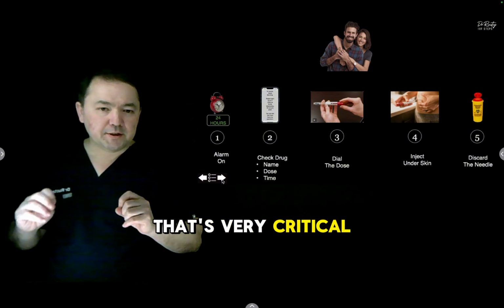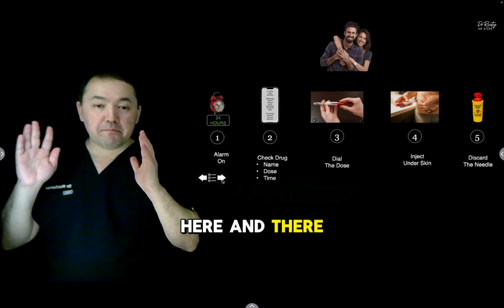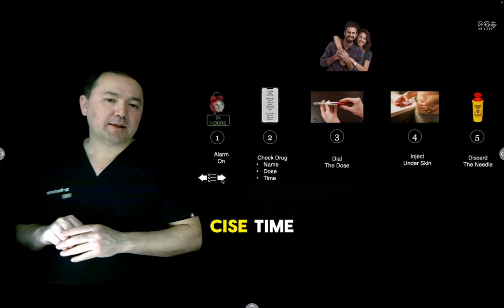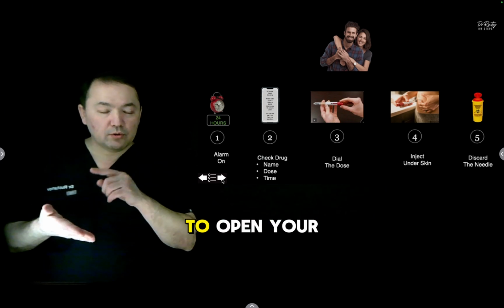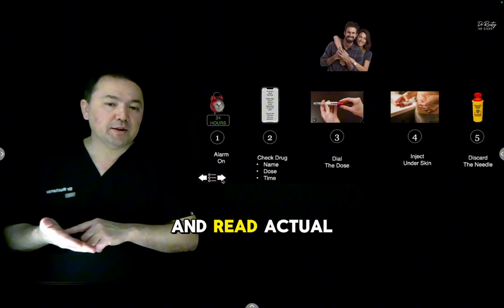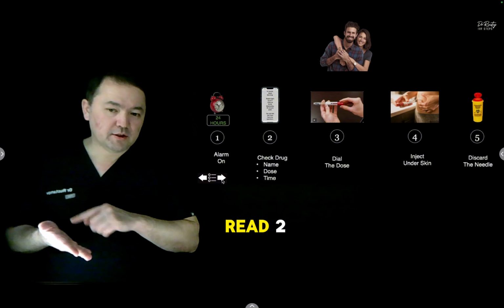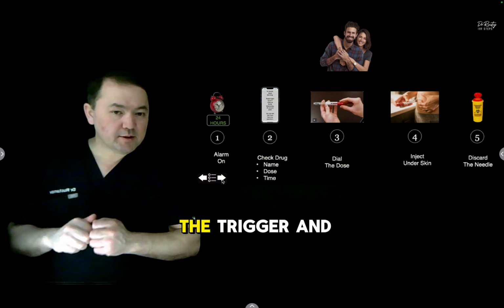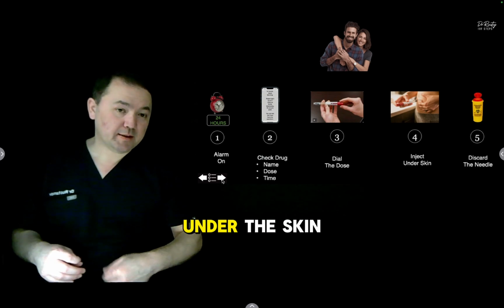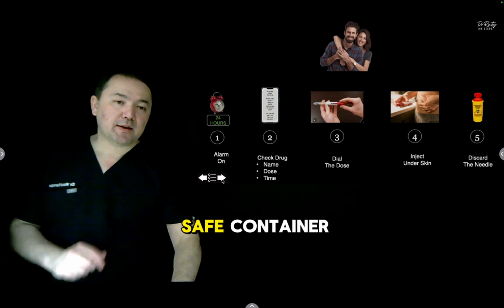That's very critical. With other drugs, you can have a difference of half an hour here and there, but for the trigger you need to give the precise drug, at the precise time, in the precise dose. For that, you need to open your instructions and read the actual name of the trigger, dose and time. You need to read 2-3 times to get it right, then dial the trigger, give it under the skin around the belly button, and discard the syringe in a safe container.